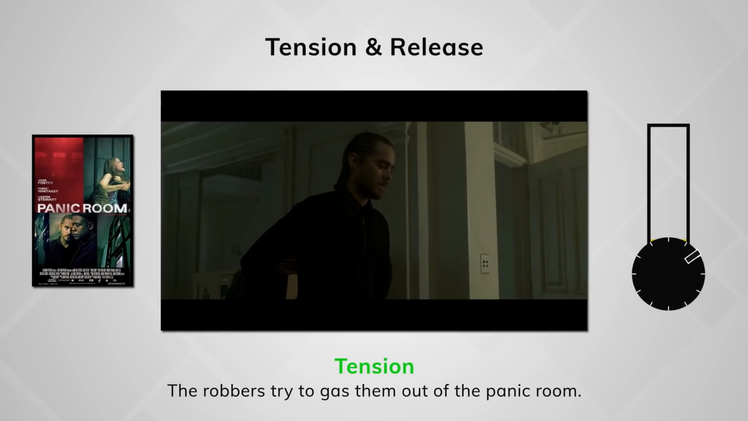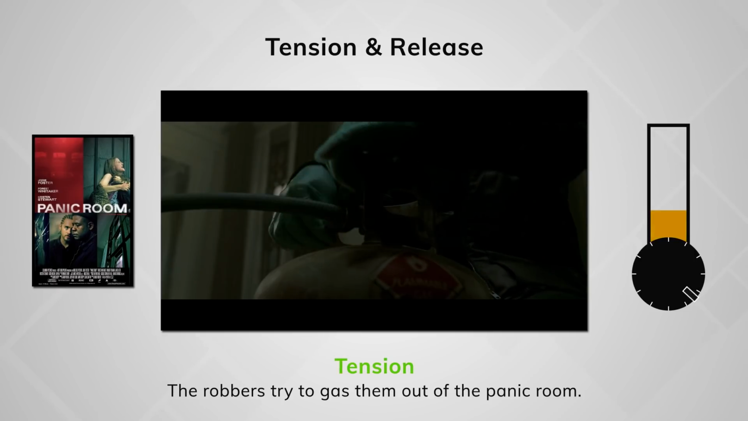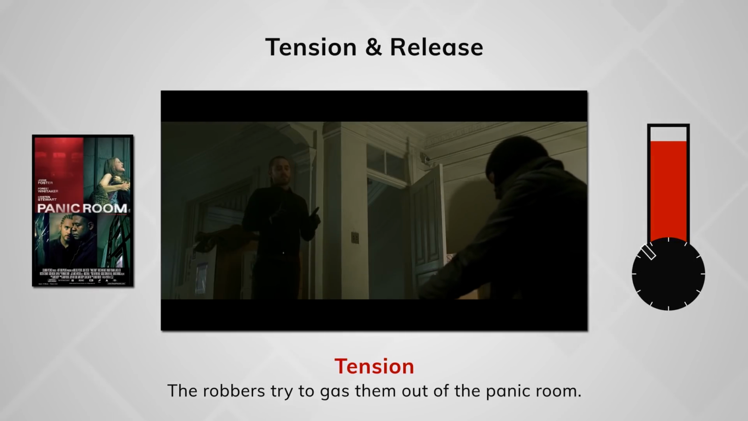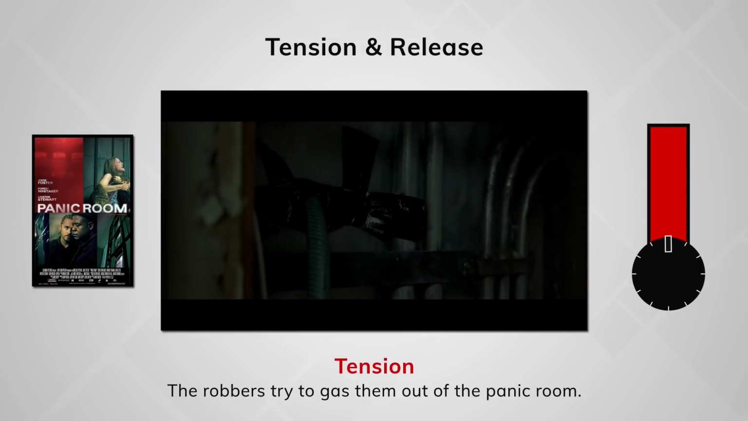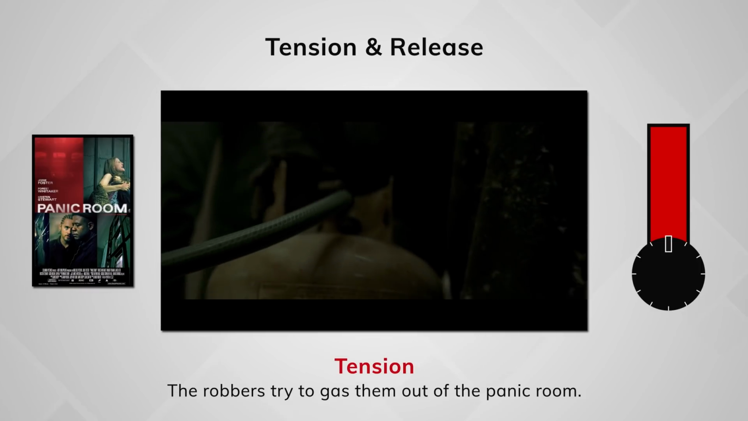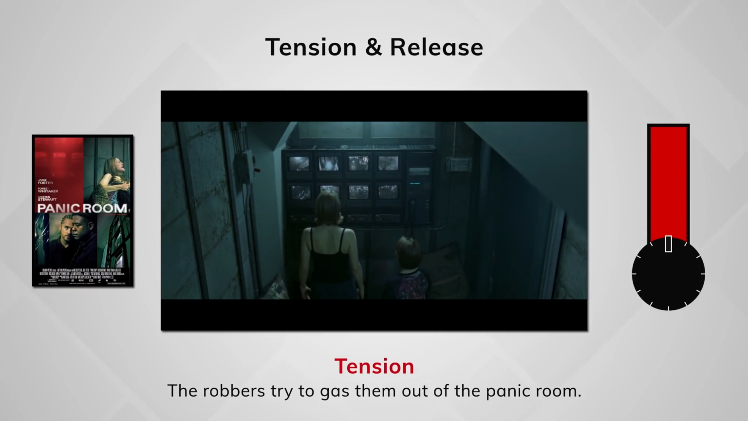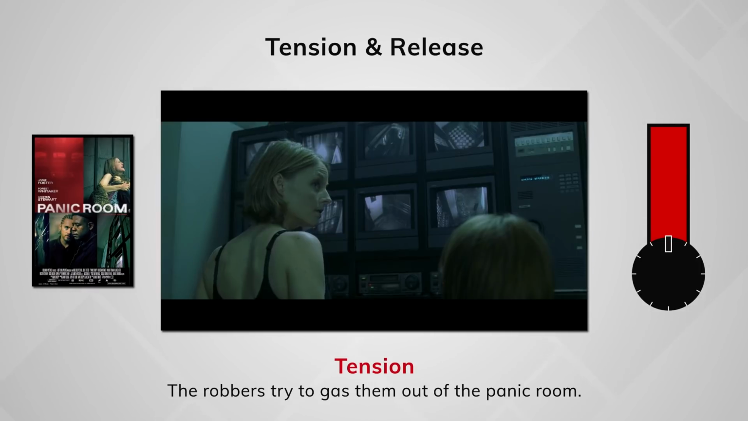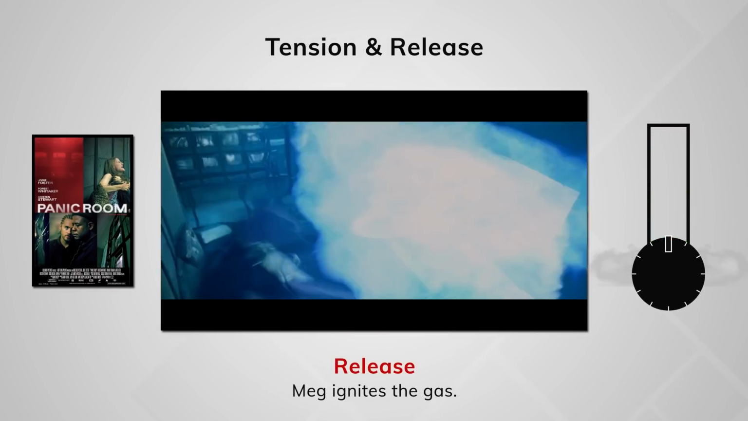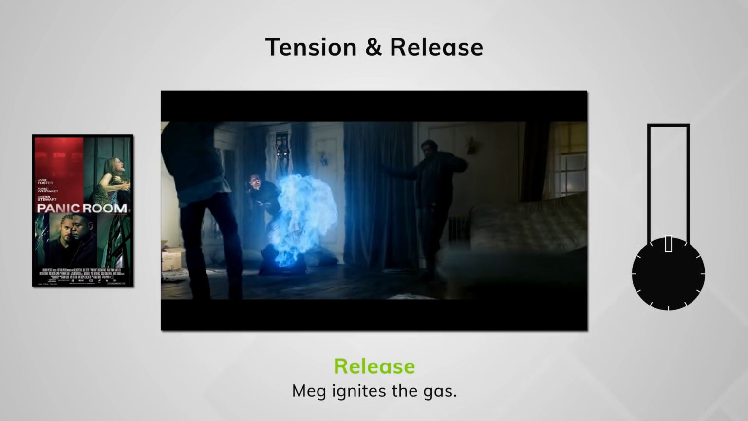Later in the story, the robbers try to fill the panic room with propane gas to force the 2 women to open the door. This creates a massive problem. If they open the door, the robbers could potentially harm or even kill them. The tension is released when Meg ignites the gas, forcing the tank outside to explode and burn the robbers.